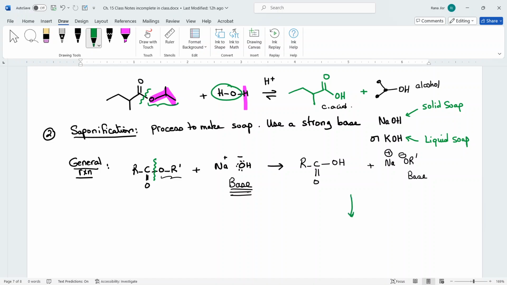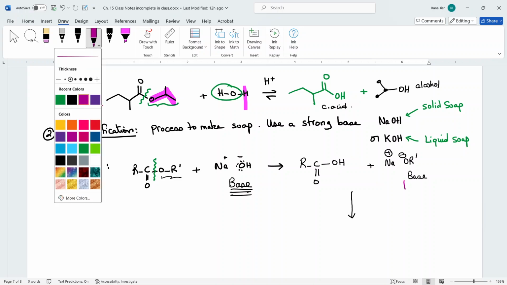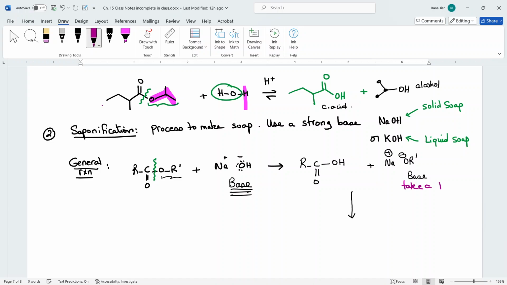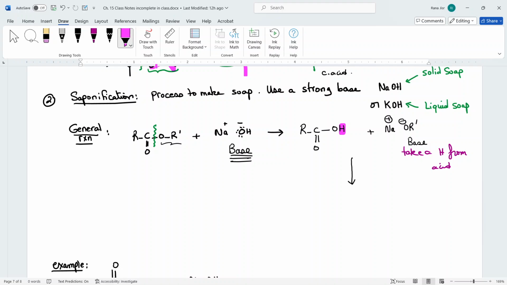So the reaction goes again in there. So let's go ahead and write another arrow in here. This means now these two are going to react with each other. And the base is going to take a hydrogen. So that base is going to come and take a hydrogen from the acid. What acid? It's going to take a hydrogen from here, from this acid, because this hydrogen cannot stay in a basic medium. It has to be removed.